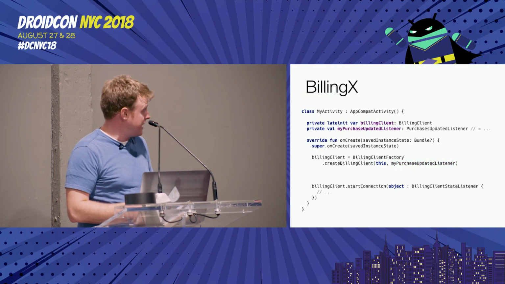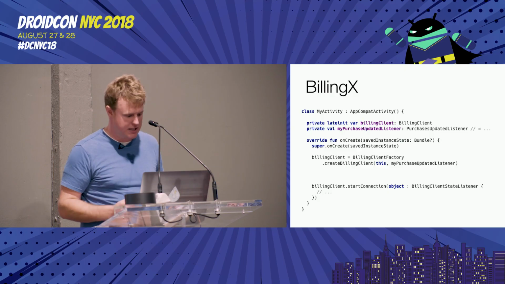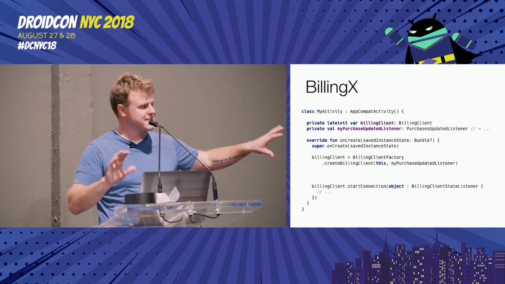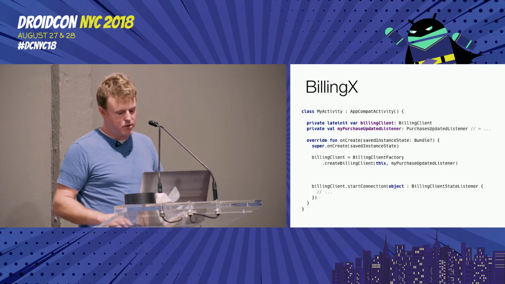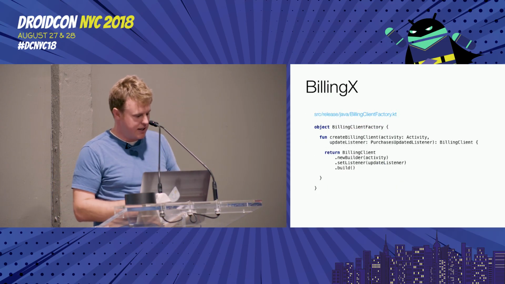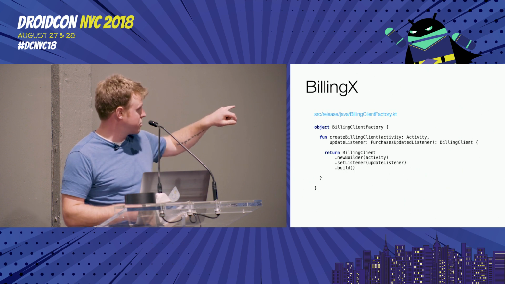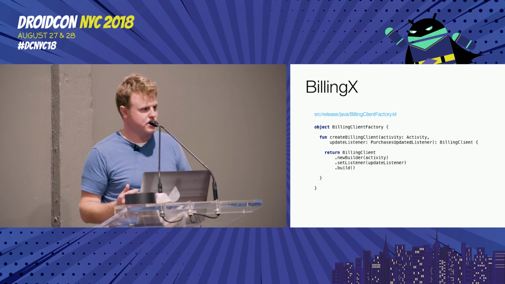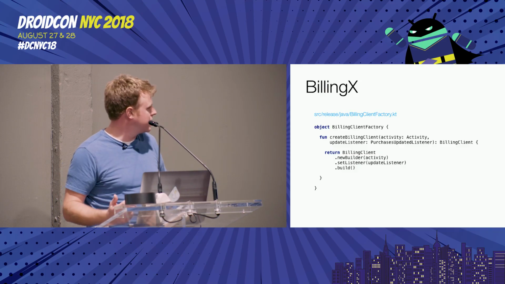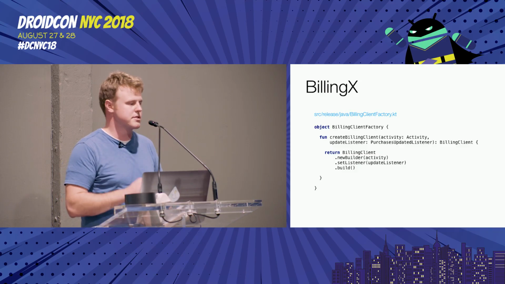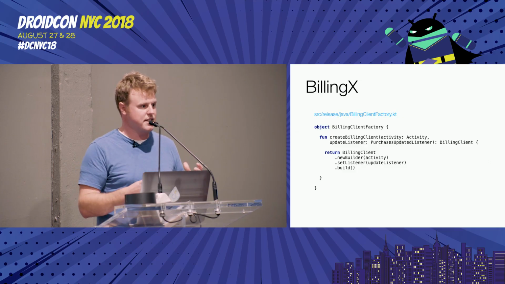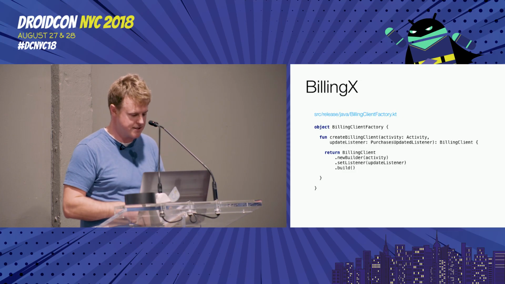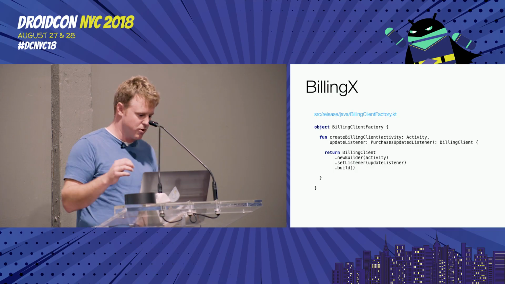So that's our sample code, right? It doesn't look a whole lot different than it did before. All of the other code that interacts with billing client does not need to change. So what does that billing client factory look like? Well, in the release source set, notice this is source release Java, we implement this billing client factory. If you're not familiar with Kotlin, the object here is basically just saying that this is a static utility class instead of a regular class. So this billing client factory has a create billing client.